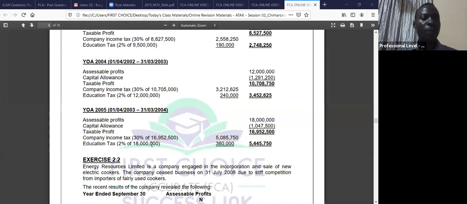Somebody is asking, why are we not using 1 over 12 to prorate annual allowance under computation of capital allowances? I don't understand. Why are we using 1 over 12? Because annual allowance is 12 months. That's why we are telling you that it's supposed to be a full year. But in the first year, you did not use it fully. That's why we are prorating it.